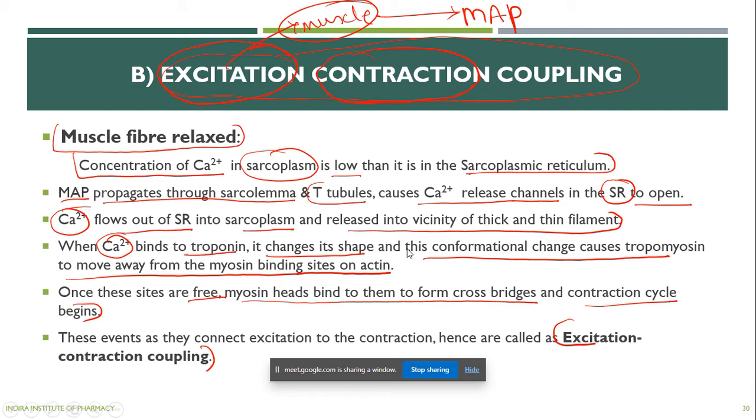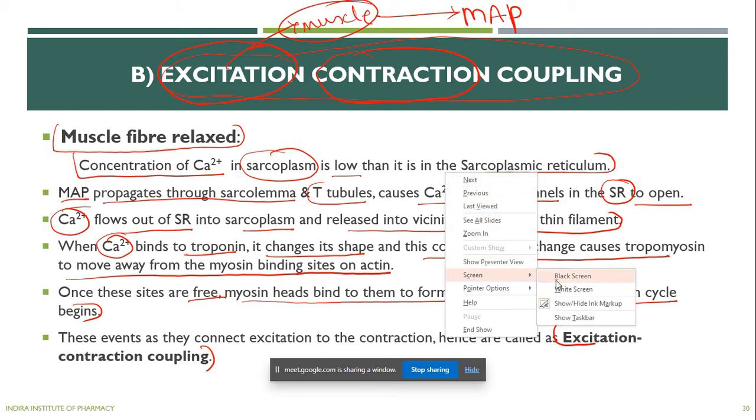So what we have said here, I'll just tick through on a blank screen. First of all, the muscle action potential is generated. This muscle action potential is generated in the sarcolemma. From the sarcolemma, it goes into the T-tubules, and from the T-tubules, it then propagates into the sarcoplasmic reticulum.